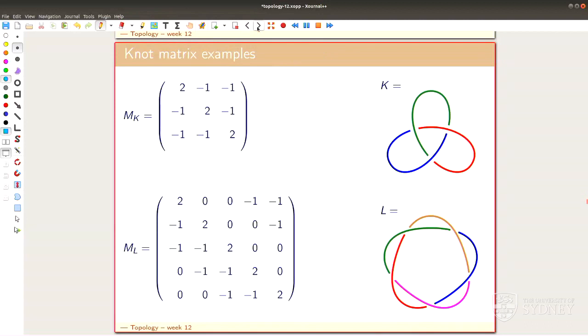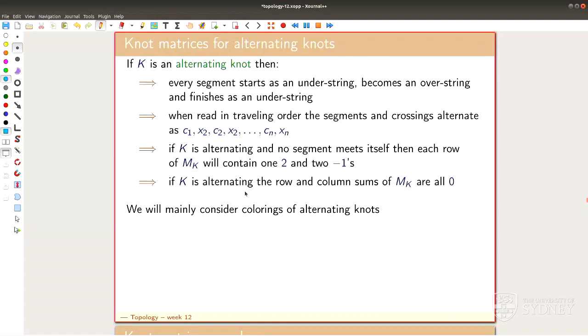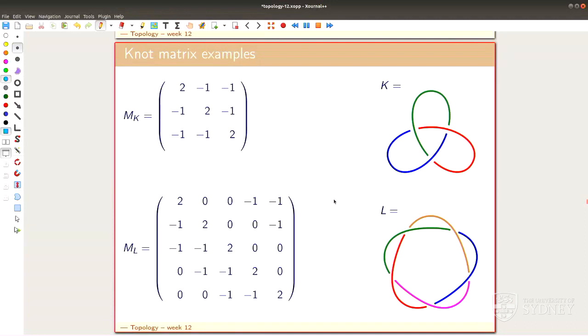So for an alternating knot, which was written on the last slide, it was probably way too quick. Actually, what happens is that the rows and columns always sum up to zero, and that's really, really useful. The row and column sums will always be zero. And I have some examples here of some knot matrices. You can see it's kind of more evenly spread than in general, and so we can say more about those matrices. So for the trefoil, for example, it's just this 3x3 matrix with twos on the diagonal and minus ones on the off diagonal. And I will come back to this slide later.